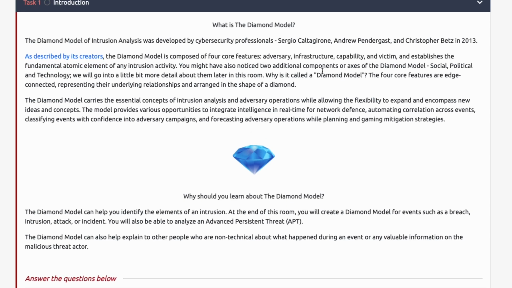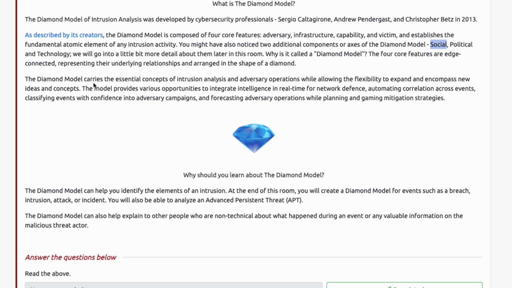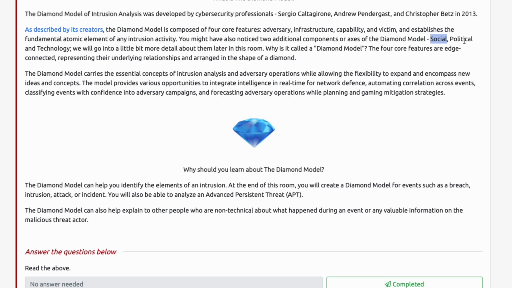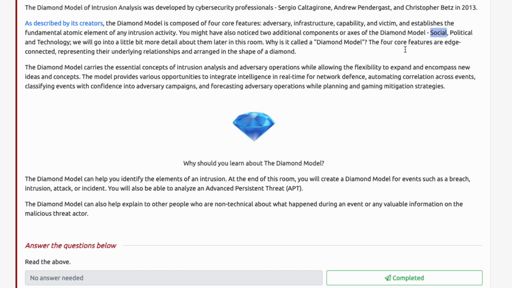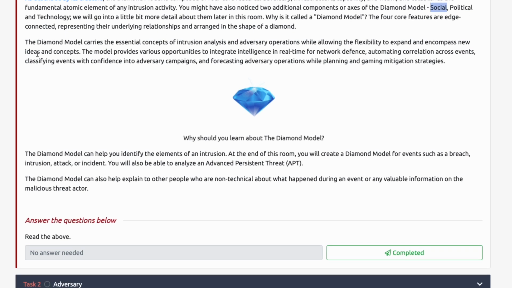You might have also noticed 2 additional components or axes of the Diamond model: the social and political, and technology. So social and political and technology are 2 different axes, and we'll go into a little bit more detail. Why is it called the Diamond model? The 4 core features are edge connected, representing their underlying relationships, and arranged in the shape of a diamond.